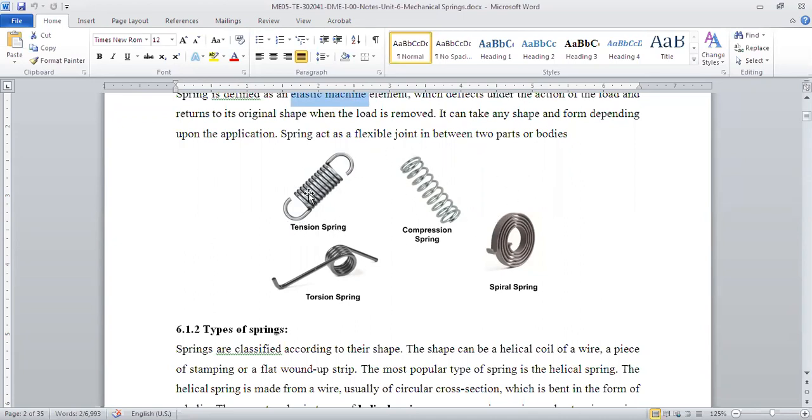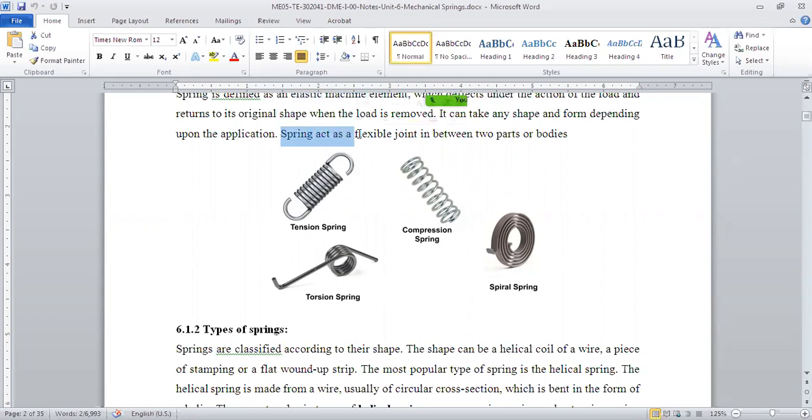If you open the stapler, there is a tension spring. When you open it, the pins are resting against the front side by using the tension spring, right? A torsion spring is used in those hooks, and a spiral spring is used in toys to store energy, or in watches. So like this, there are many applications of the spring.